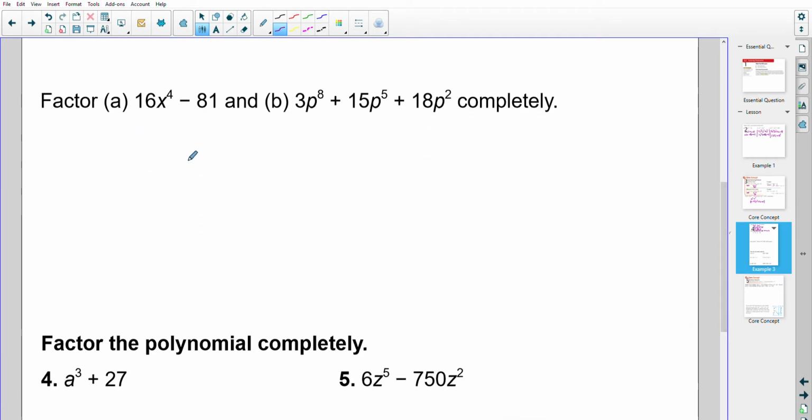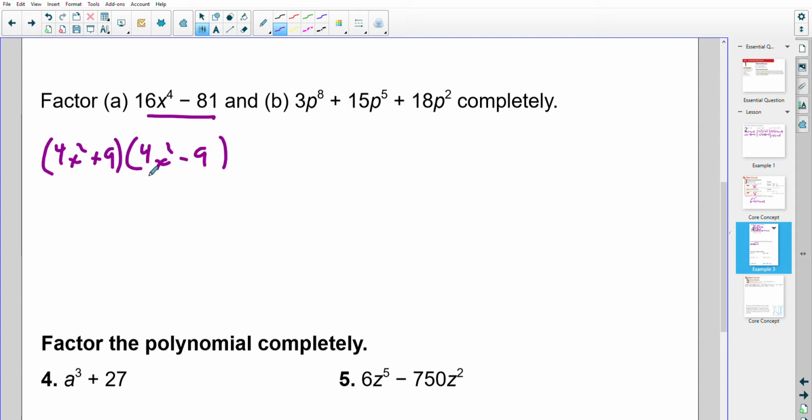Going further on one last type of factoring, if you have something like this, notice that these are perfect squares. So what I like to do is just put this down and say this has to be the square root of the first term, and this is the same thing, and this has to be the square root of the last term.